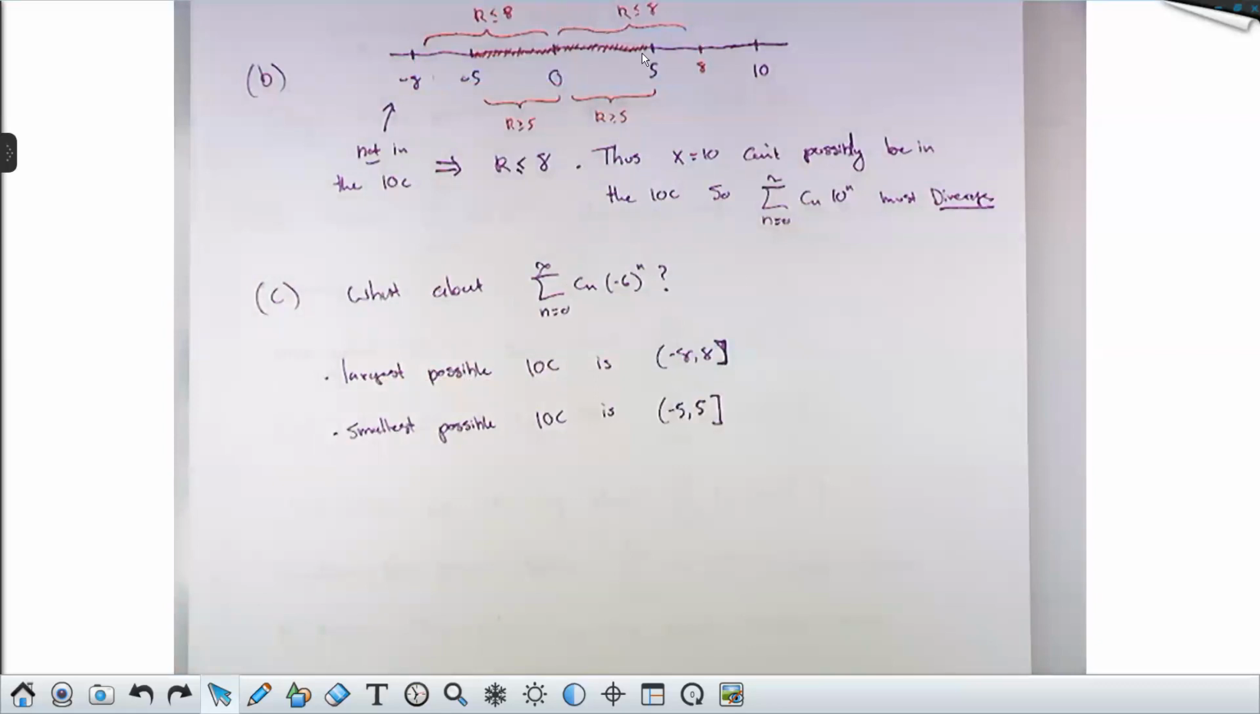Similar logic, we were told that the series converges when you plug in 5. So the radius of convergence must extend at least out to 5, which means it must extend at least out to -5. But at the endpoint, we don't know what happens. We were told that the series converges when you plug in 5, but we don't know what happens here. So the smallest possible is this guy. Where does 6 live?